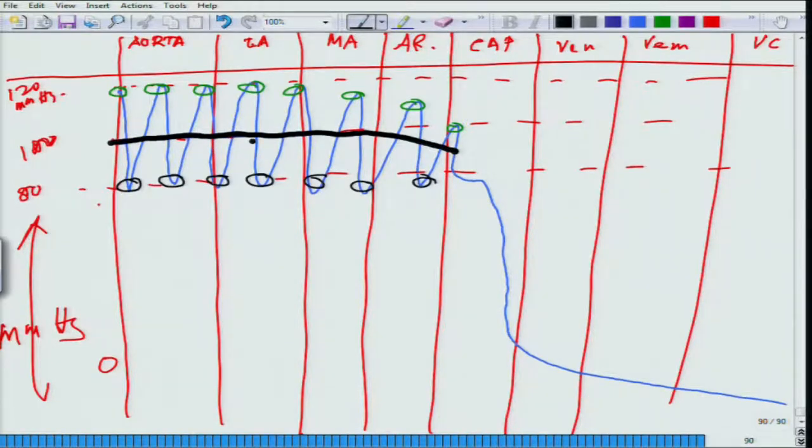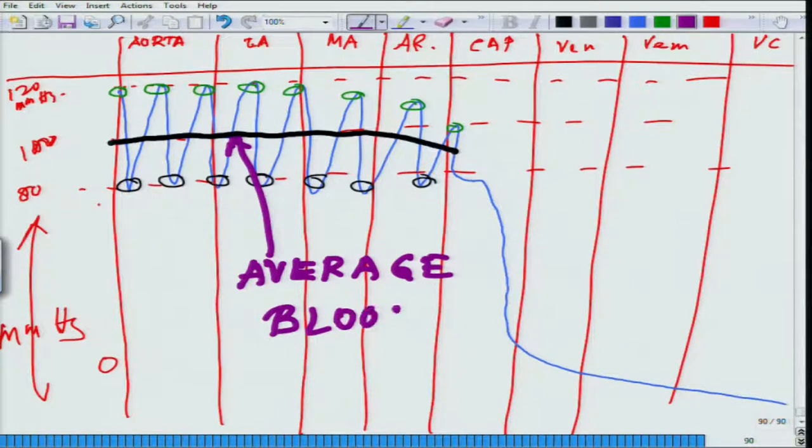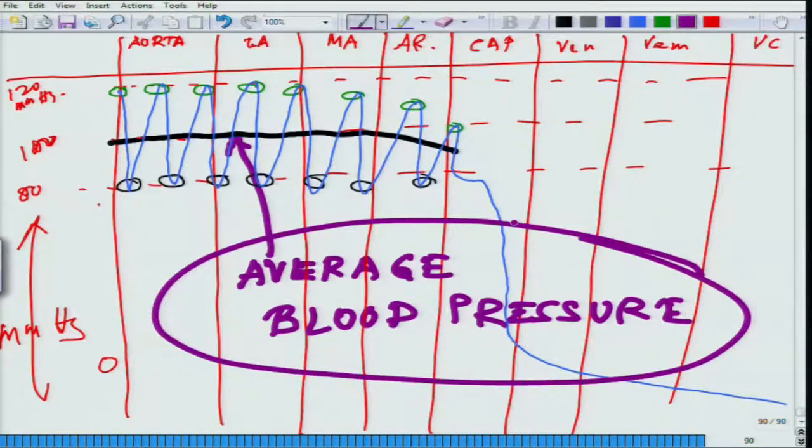This is your average blood pressure. This is very, very important for you to understand. What I was trying to verbally tell you, this is how it looks pictorially. This is the average blood pressure, what we actually measure.